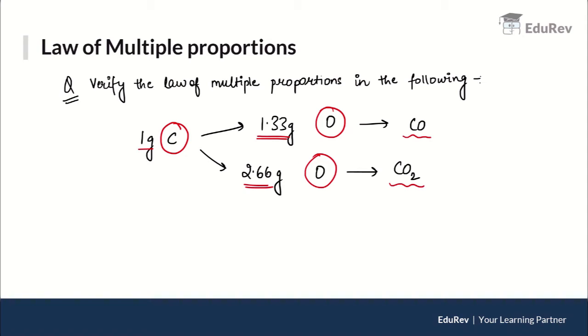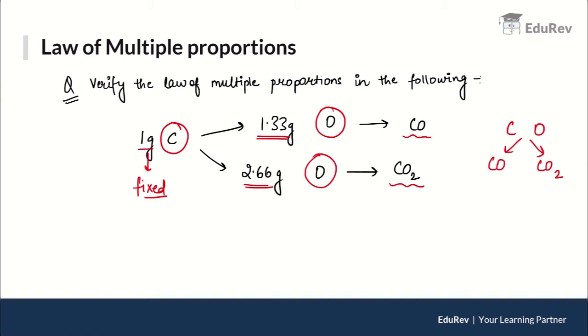So what did the law of multiple proportion say? There should be two elements, so we have two, carbon and oxygen, and these form two compounds, which are carbon monoxide and carbon dioxide. Okay. The mass of one element should be fixed, which is fixed here at 1 gram. So the mass of carbon is fixed. So as per this law, if the ratio of masses of the other element comes out to be a simple whole number, then this law is verified.